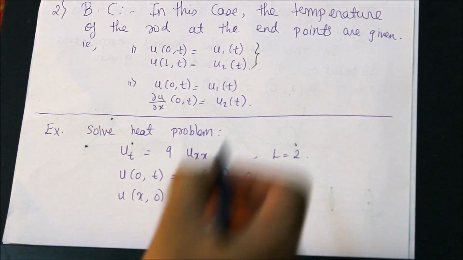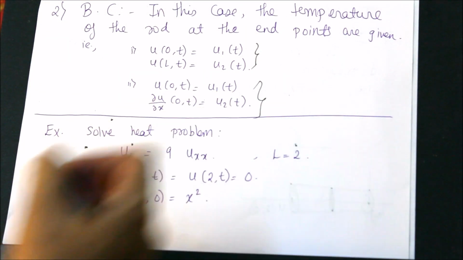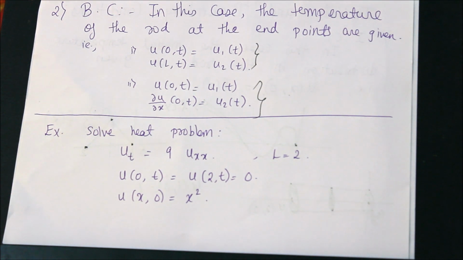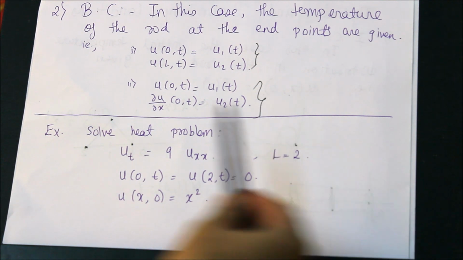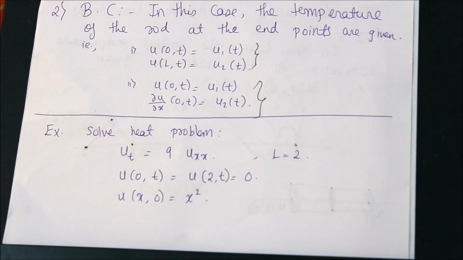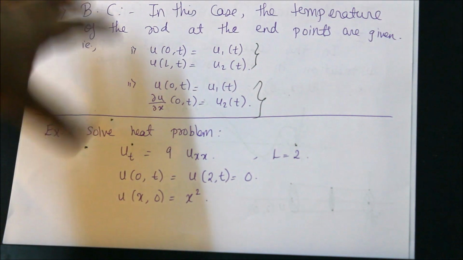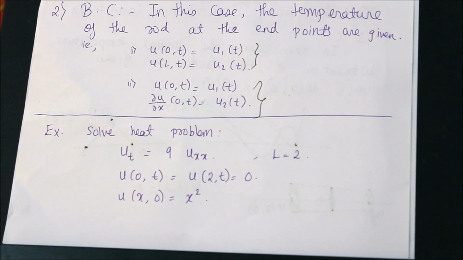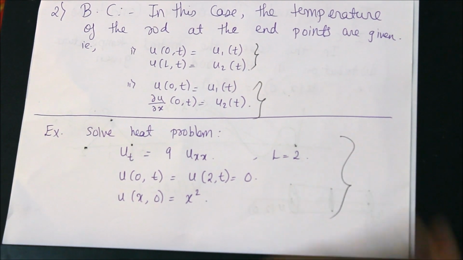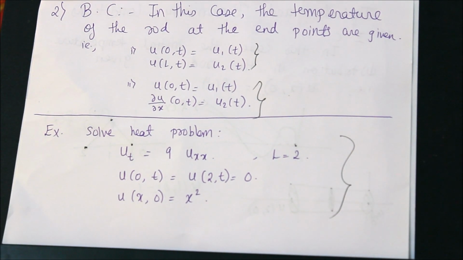Sometimes you might also see conditions like these given. Initially it is u1 of t, means u of 0 comma t, and the rate of change with respect to the variable x, the distance along the rod, del u by del x is u2 of t. So like this some boundary conditions will be given to you. I will take some examples over this maybe in my next lectures, and you will see such kinds of boundary conditions in the picture. So typically this is how your heat problem will look like.